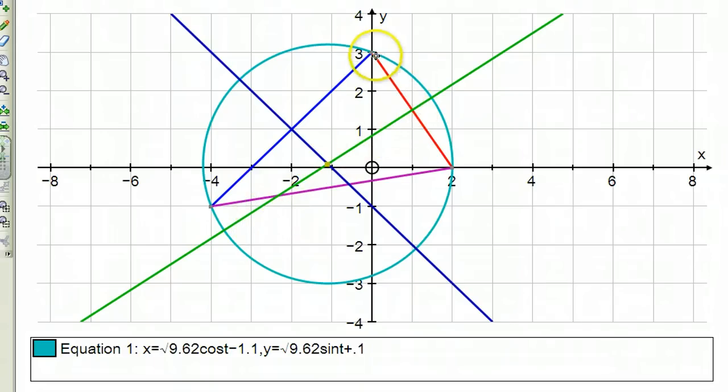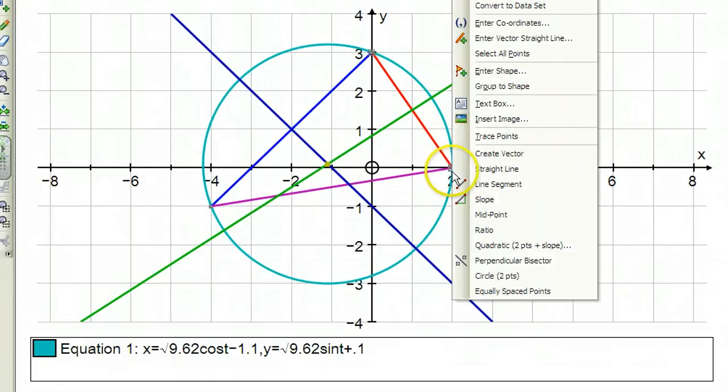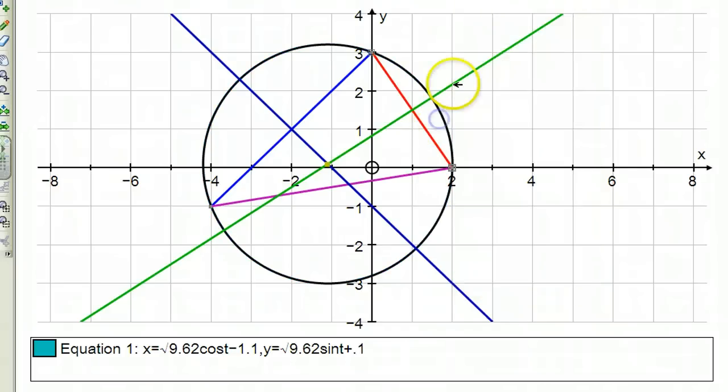So what I can do here is I can highlight these 2 points. And then if I right click, there should be a midpoint, but I also want a perpendicular bisector. So here's my perpendicular bisector, so I can click on that. That would draw this line right here, this one. And so that would give me a perpendicular bisector.